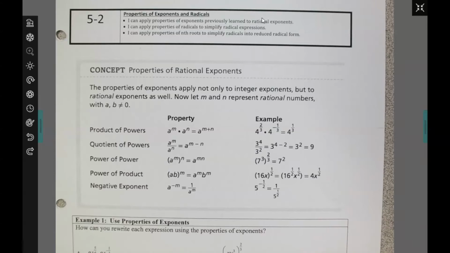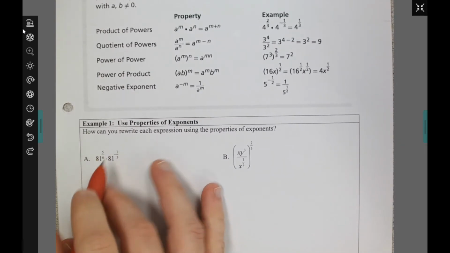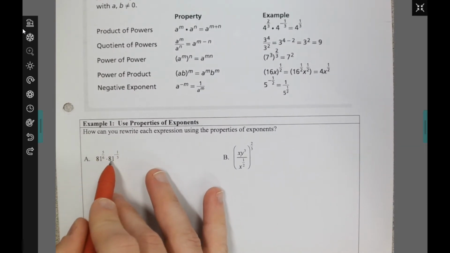All right, section 5.2 deals with properties of exponents and radicals. Every one of these properties up here in this box, you have gone over in Algebra 1. In Algebra 2, though, we take it to the next level. This first one is a product of powers. You have two powers here, base exponent times base exponent.